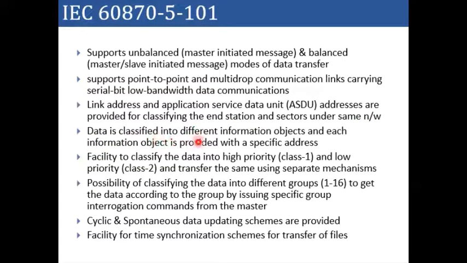The data is classified into different information objects, and each information object is provided with a specific address. In 101, we have a facility to classify the data into high priority, that is class 1 data, and low priority, that is class 2 data. And the 101 protocol will tell you how to transfer the low priority as well as high priority data using separate mechanisms.